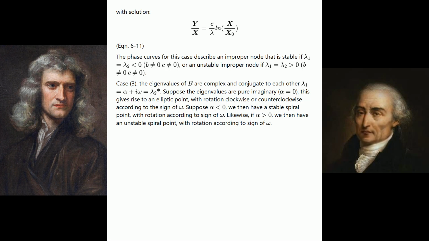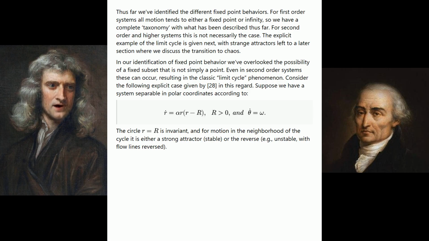Case 3. The eigenvalues of B are complex and conjugate to each other. Lambda sub 1 equals alpha plus i omega equals lambda sub 2 asterisk. Suppose the eigenvalues are pure imaginary, alpha equals 0, this gives rise to an elliptic point, with rotation clockwise or counterclockwise according to the sign of omega. Suppose alpha is less than 0, we then have a stable spiral point, with rotation according to sign of omega. Likewise, if alpha is greater than 0, we then have an unstable spiral point, with rotation according to sign of omega. Thus far, we've identified the different fixed point behaviors.